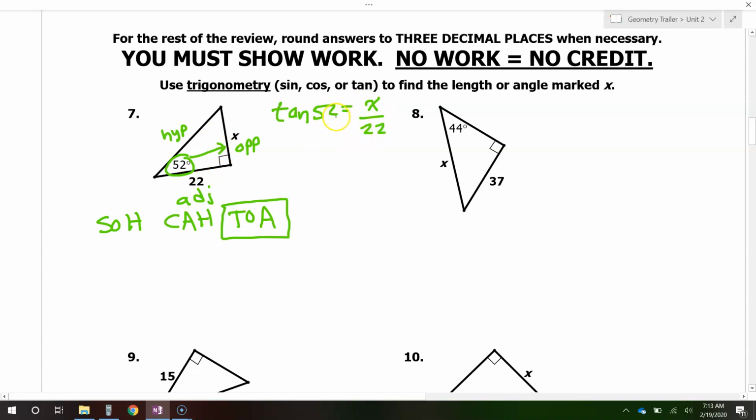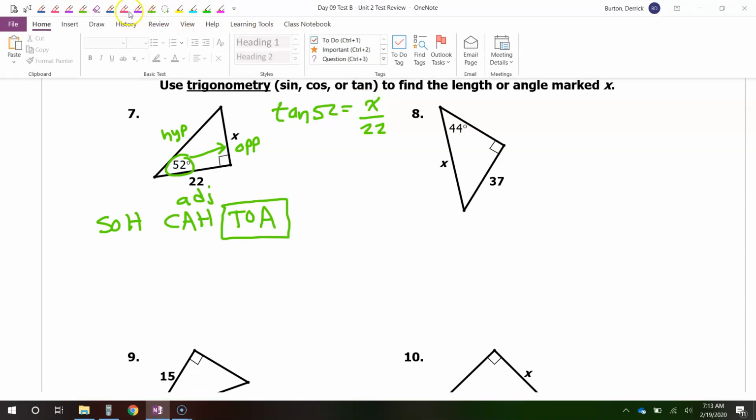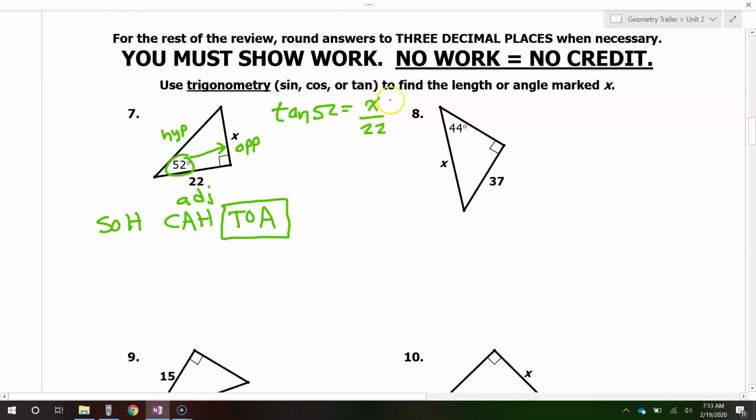So, is this the one where we multiply, swap, or inverse? When the variable is in the top, in the numerator, this is when you multiply. So we will multiply both sides by the 22. That will cancel these out and leave x by itself. So we just have to put this in the calculator.